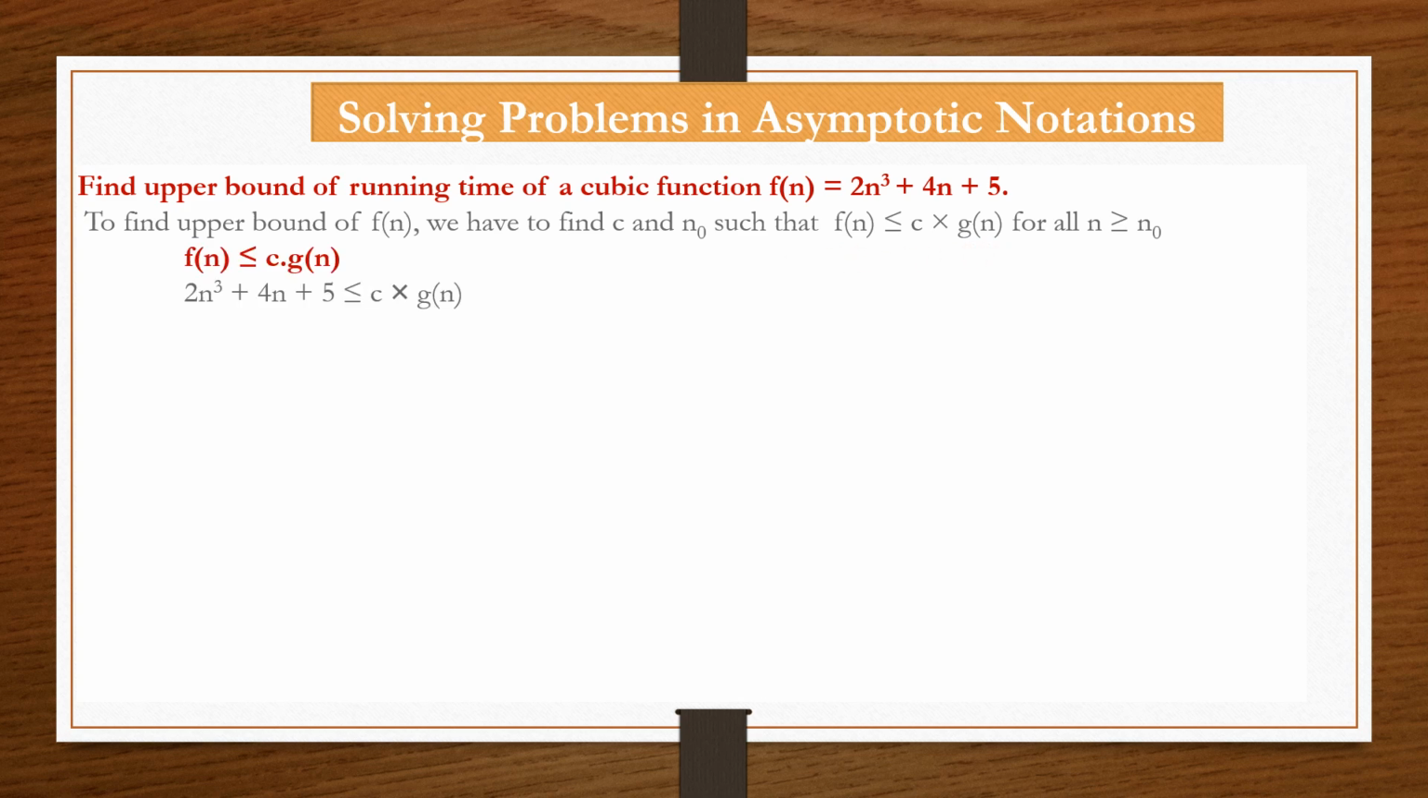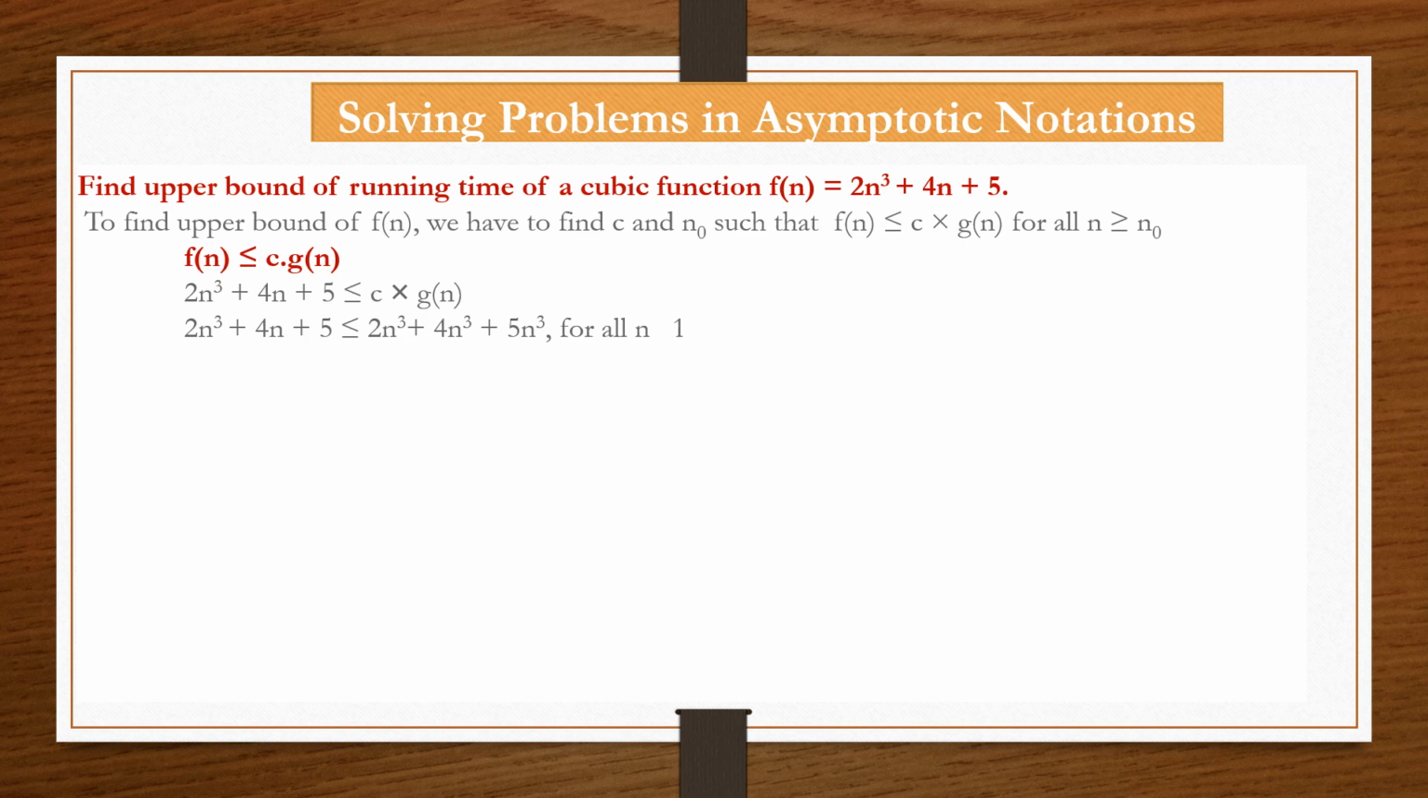So the given function is 2n cube plus 4n plus 5, which should be less than or equal to some constant into g of n. So what can be the value of g of n? We need to find it. In the previous problems, we were given both f of n and g of n, and we applied different values of c and n to check whether the condition holds and proved. This time we are given f of n and we are asked to find the upper bound. So we need to find the value of g of n.